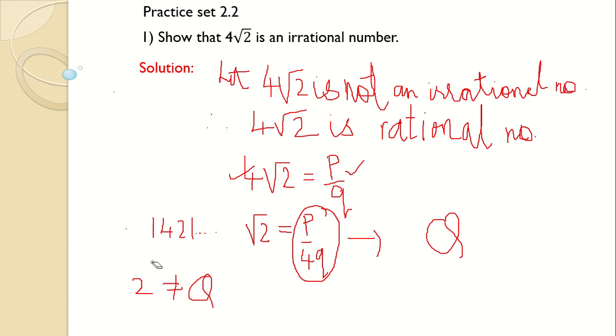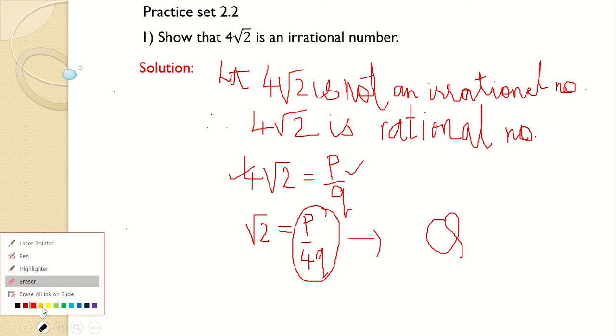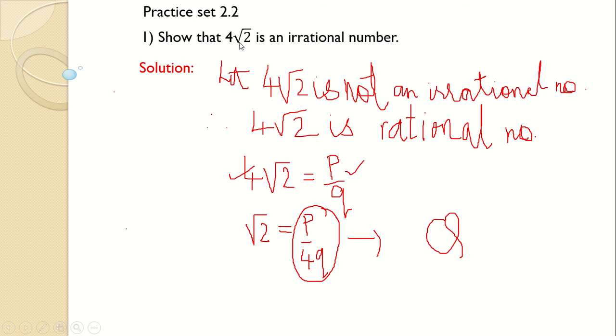So an irrational number cannot be equal to a rational number, right? So at this stage we have arrived at a contradiction, and why have we arrived at a contradiction? Because we have assumed something wrong, right? So our assumption that 4 root 2 is a rational number is wrong, and hence 4 root 2 is an irrational number.